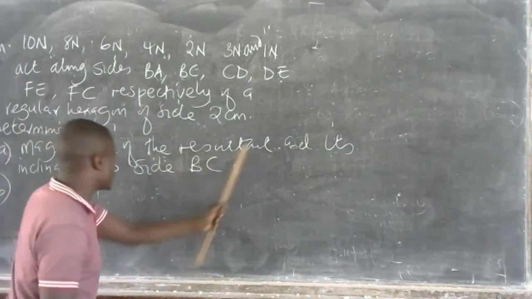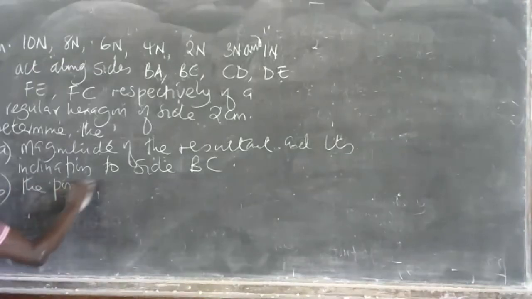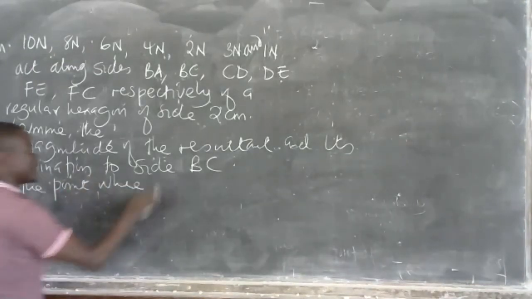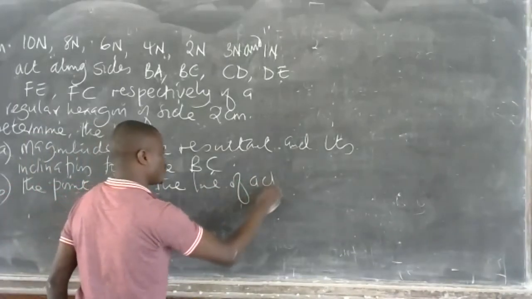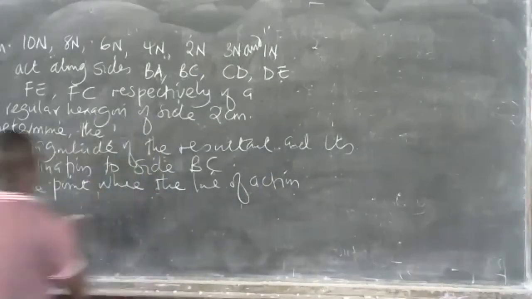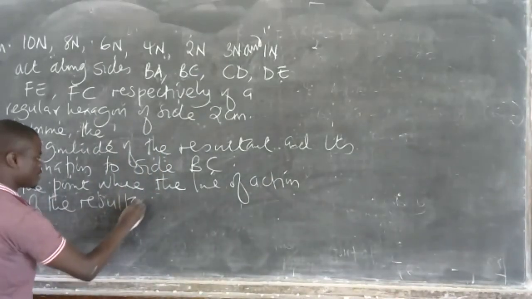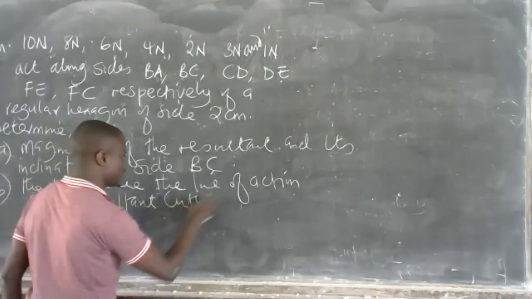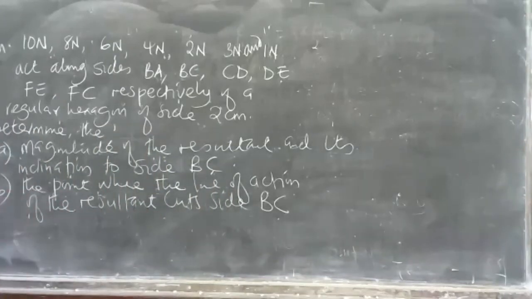Find the magnitude of the resultant and its inclination to side BC, and then part B, the point where the line of action of the resultant cuts side BC.